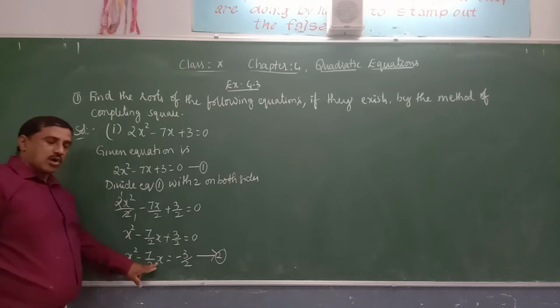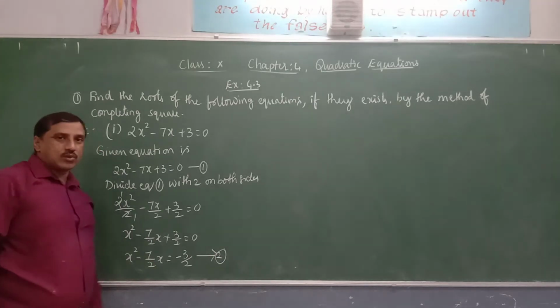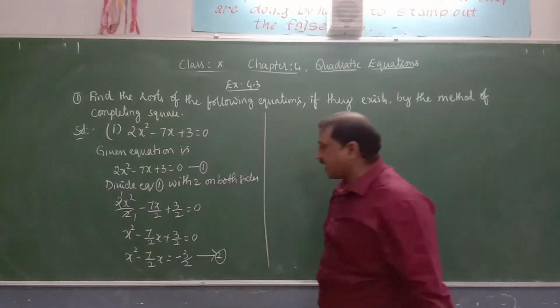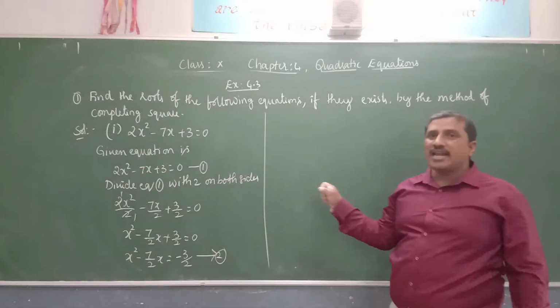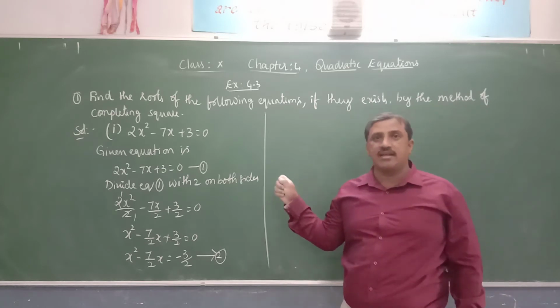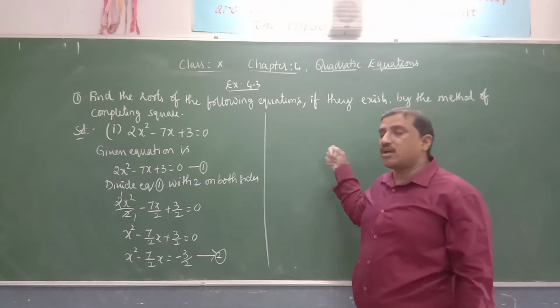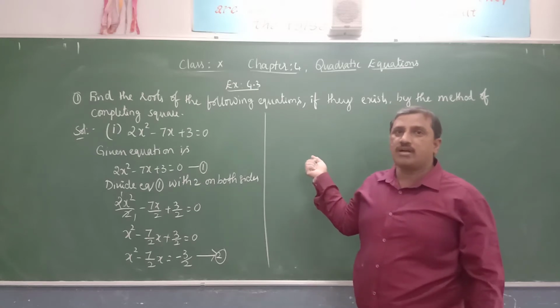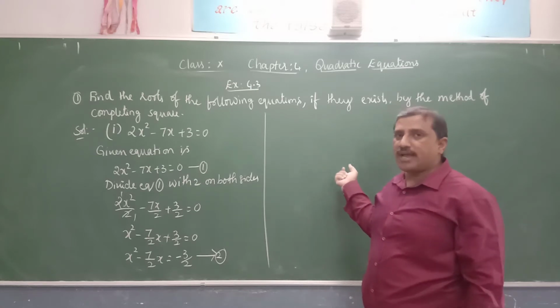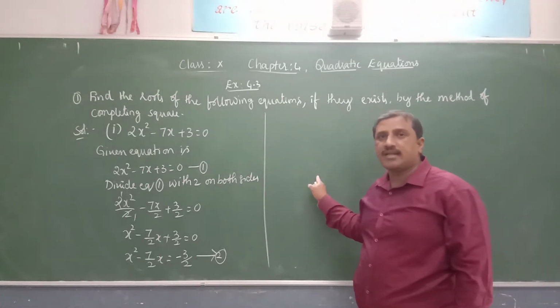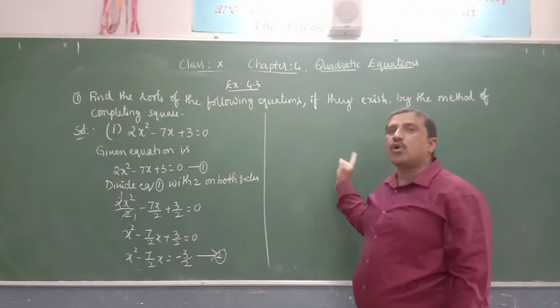Observe here, what is the x coefficient? It is minus 7 by 2. Now what term should be added to equation 2 on both sides? The second step is we should add a term. What is the term? It is the square of half of the coefficient of x, that is, half of the coefficient of x, whole square.